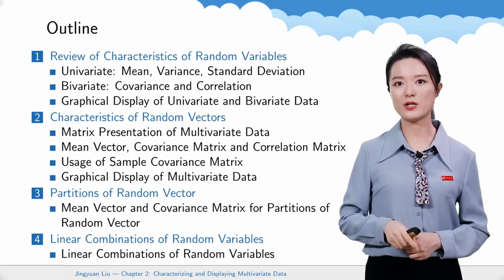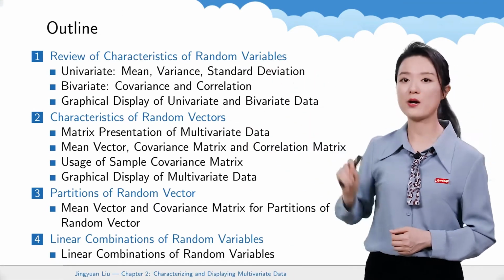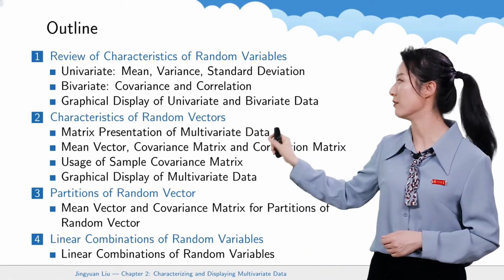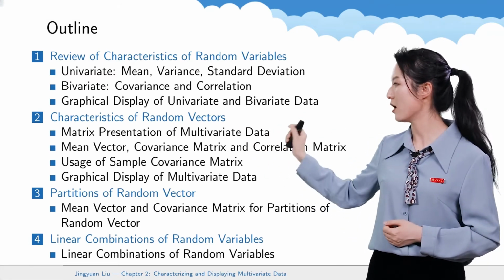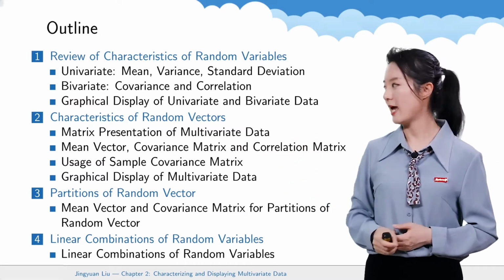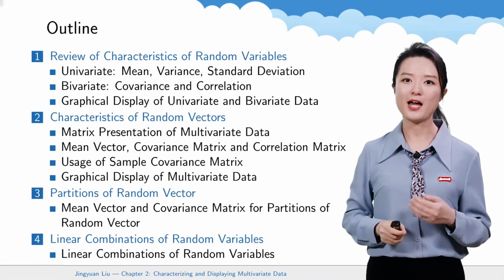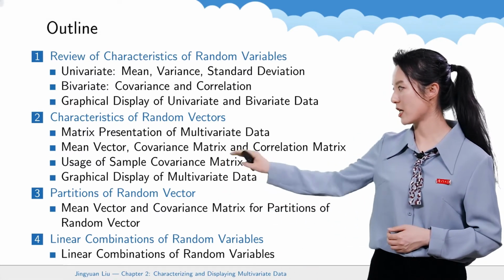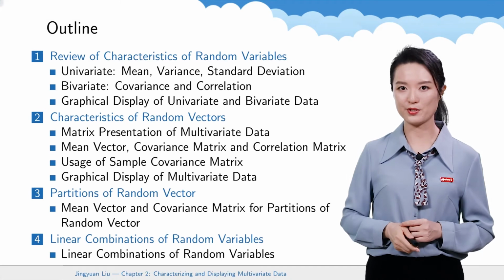And in the second section, we start to talk about the characteristics for random vectors instead of random variables because we have p dimensions now. How to determine the matrix presentation of multivariate data, and how to define the mean vectors and covariance matrix or correlation matrix. Okay, and how to use the sample covariance matrix. And also how to use graphs to display the multivariate data here. And also in sections 3 and 4, we will cover some additional topics, including the partitions of random vectors and also the linear combinations of random variables.